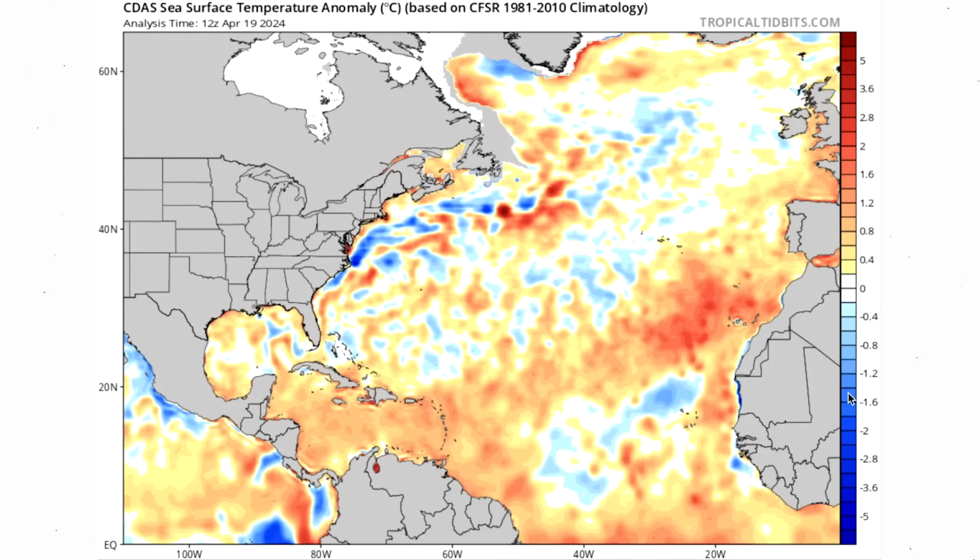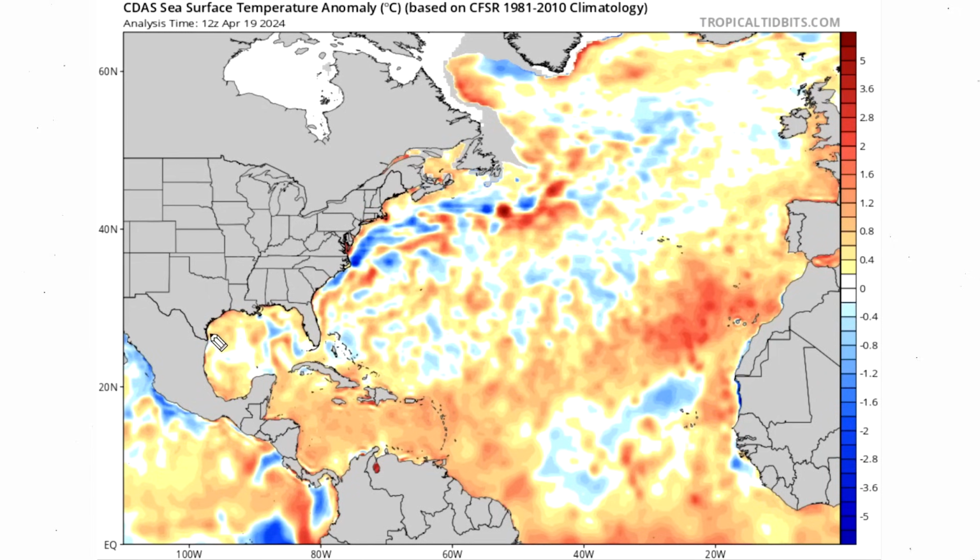Now, it's going to be tough for this to be the most active season of all time, but I do think that it will be one of the most active of all time, and there's a lot of contributing factors there. One of which is going to be the extremely warm sea surface temperatures across the board for all of your relevant areas.